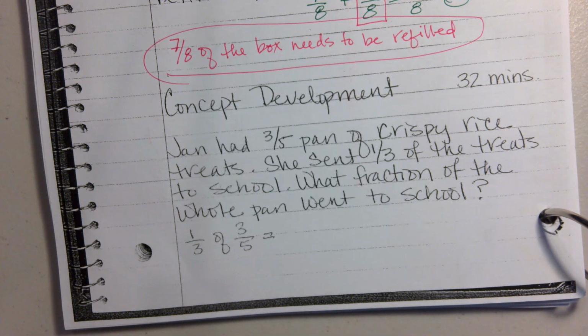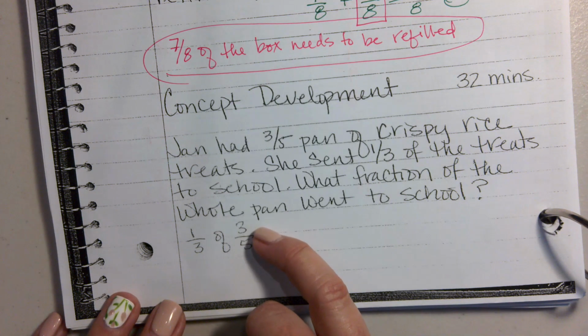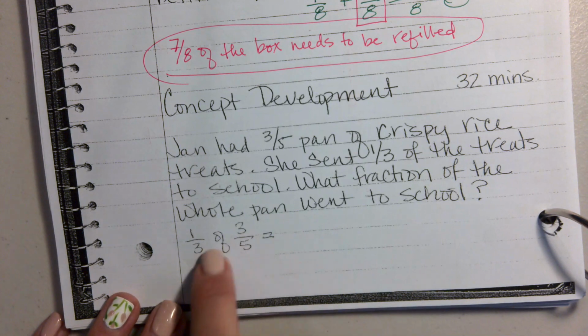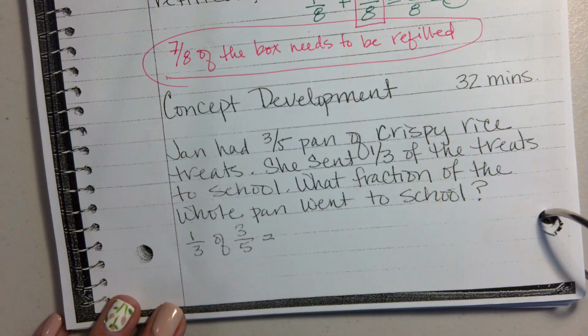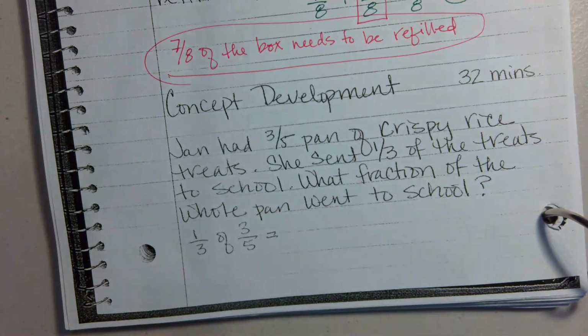Can you tell? Can you name it? Can you say it out loud? Well, yesterday, Jan always had one fraction unit of treats. She had 1/2, 1/3, or 1/4. Today, she has 3/5. This one has a 3 in the numerator. So yesterday, in the previous lesson, we only multiplied unit fractions.